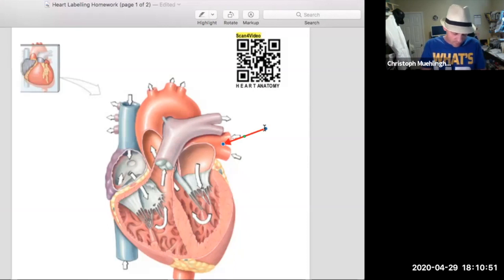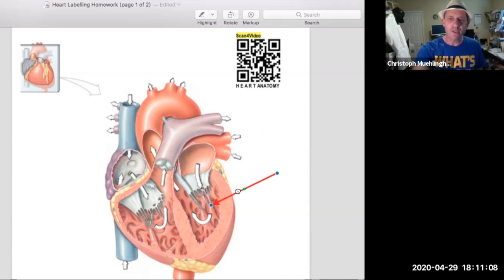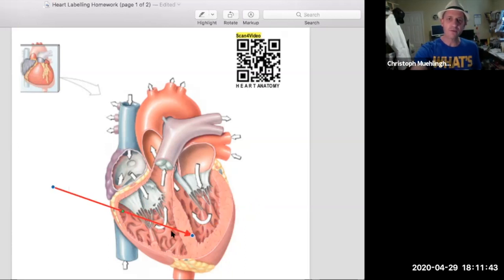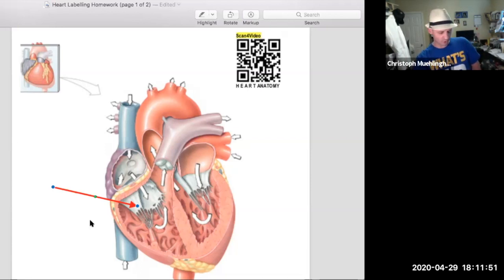Then number 4, what is this chamber called? Number 5 is, what is this chamber called? Let me know if I go too fast. Number 6 is, what is this wall called between the 2 big chambers? And then number 7, what are these valves called? Is number 7.